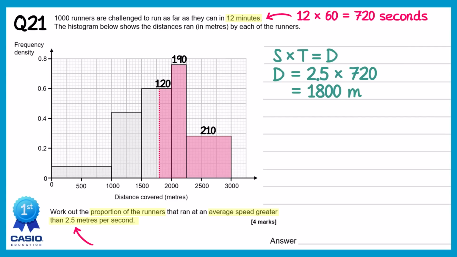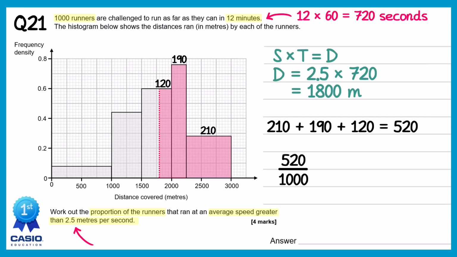So we now know the total number of people that ran a distance greater than 1,800, and therefore a speed greater than 2.5 meters per second. If we add all of them together, we get the total 520. We need to give this as a proportion of the runners though, so we need to write this as a fraction of the total number of runners, which we're actually told right at the start of the question. There are 1,000 runners. So there are 520 out of a total of 1,000, and that's the proportion. You're welcome to simplify this answer, but there's no requirement to do so in this question.